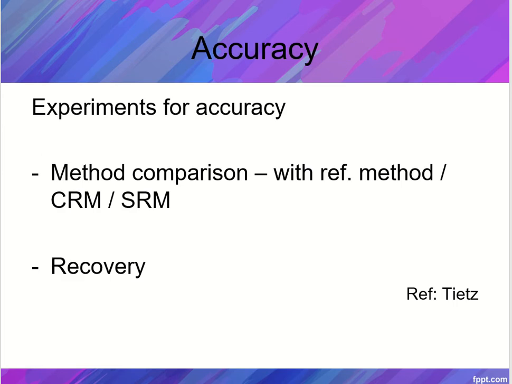So now another experiment, accuracy. This is the experiment, of course, for the accuracy of the test. For accuracy, we can use method comparison, where we compare with a reference method, certified reference material, or standard reference material, or if not available, you can just compare with the old method that is already available in the lab. And another experiment for accuracy is recovery.